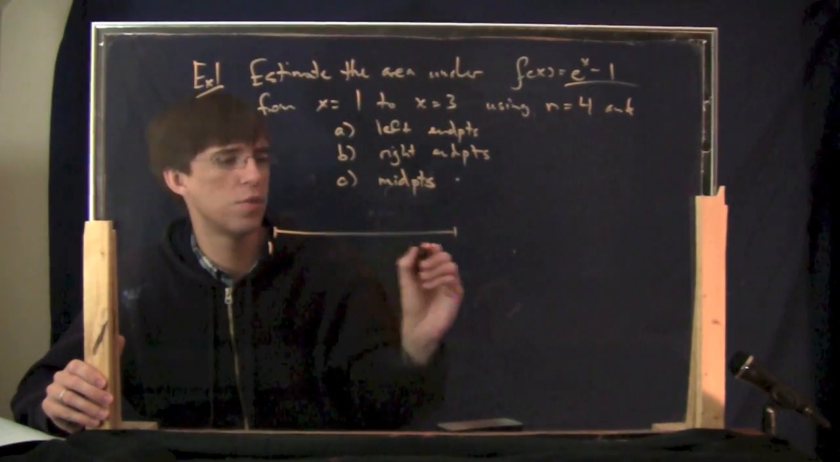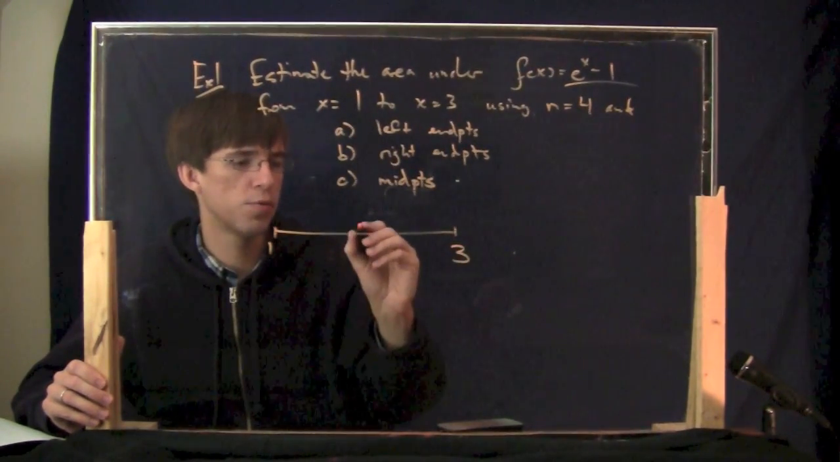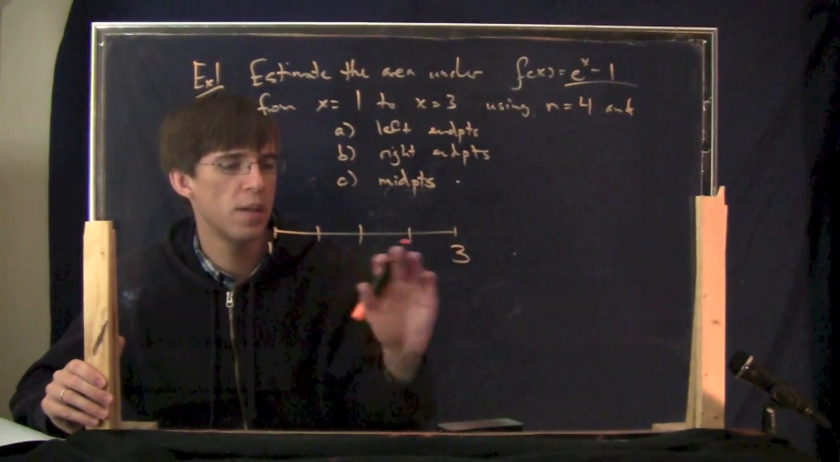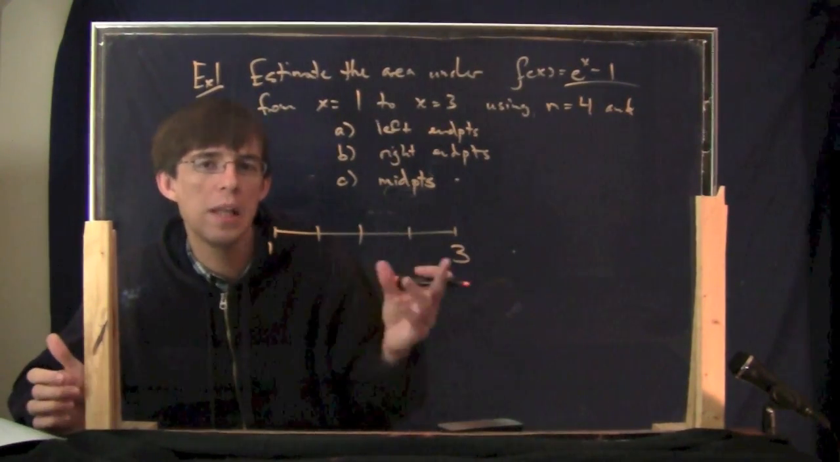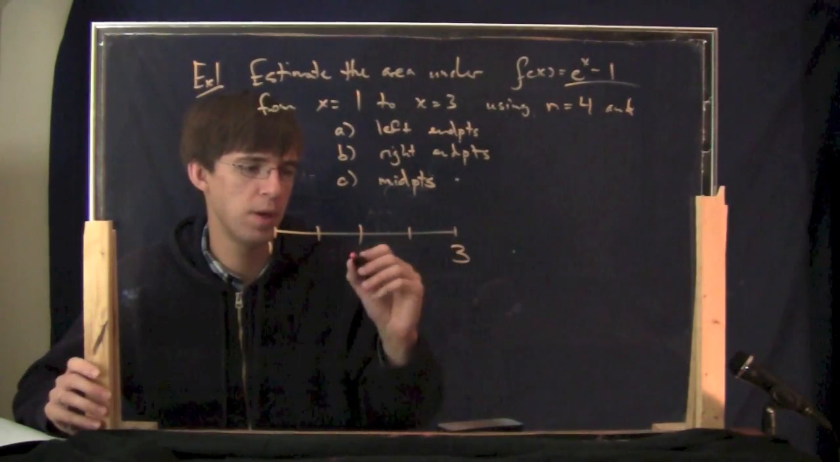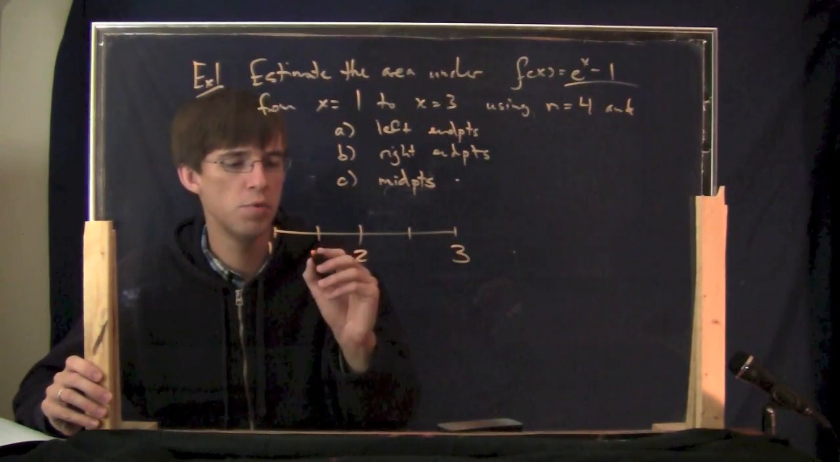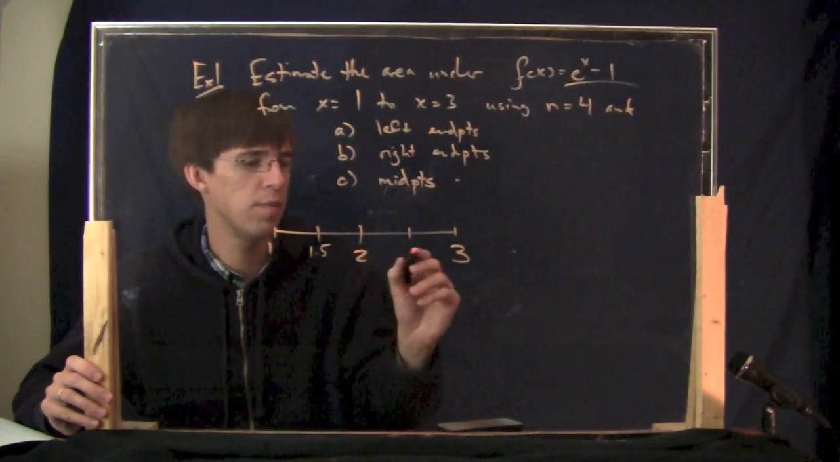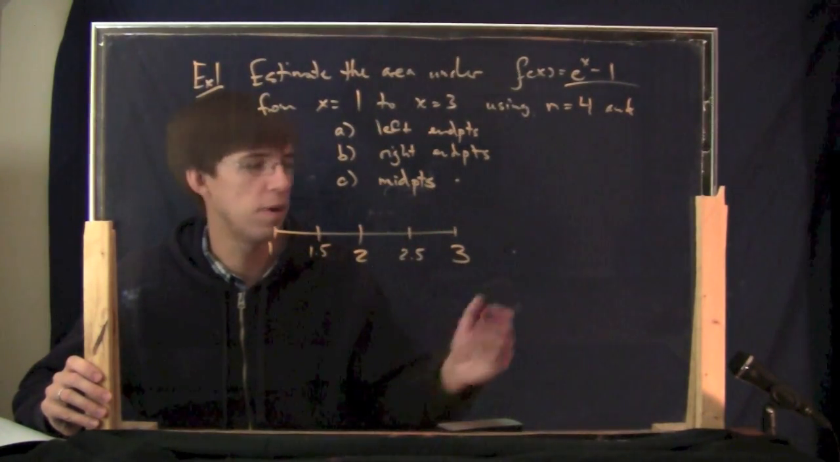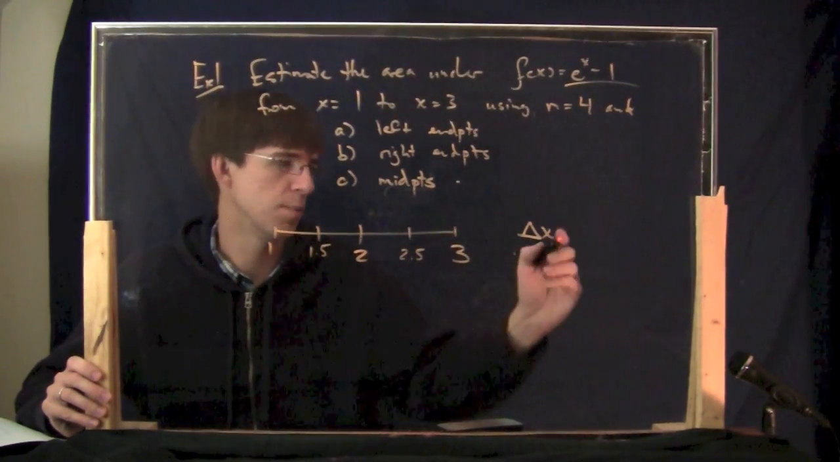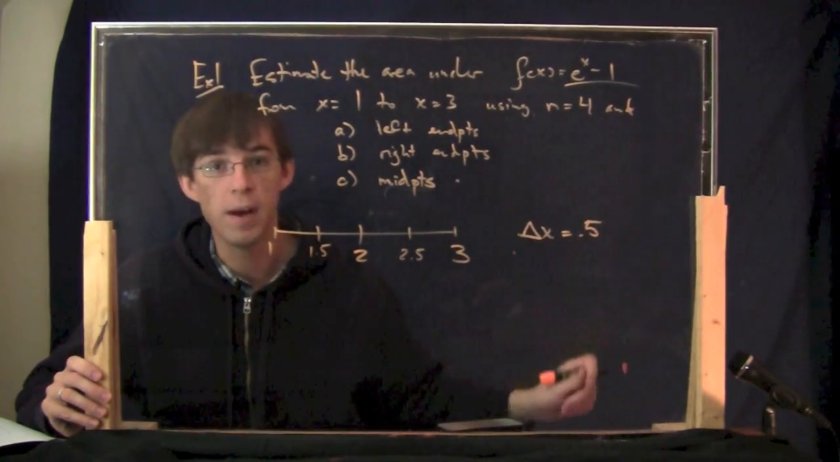We're going from 1 to 3 using n equals 4, so you've got to split it into 4 sub-intervals. Let's try to label these points. You can usually label these points just by common sense, right? Straight up in between 1 and 3 is 2, and then in between 1 and 2 is 1.5, and then this will be 2.5. So what is the delta x here? The width of each of these little subintervals is 0.5, right?